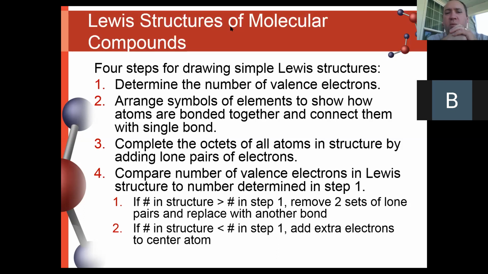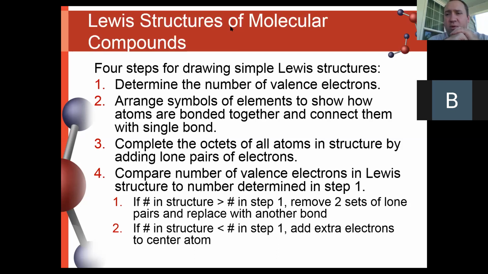The second thing that we want to do is determine a center atom. The center atom is going to be the one that is the least electronegative. So ordinarily speaking, we're looking for things like carbon, nitrogen, in some cases things like phosphorus or sulfur. Basically, the further away from fluorine it is, the more likely it is to be the center atom.